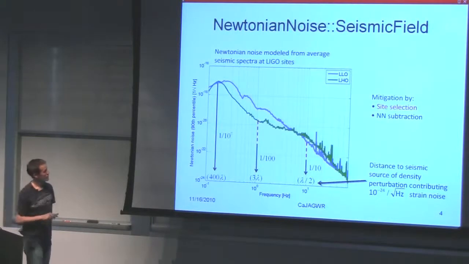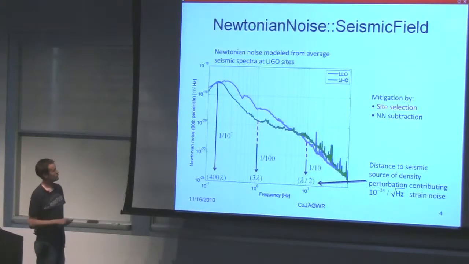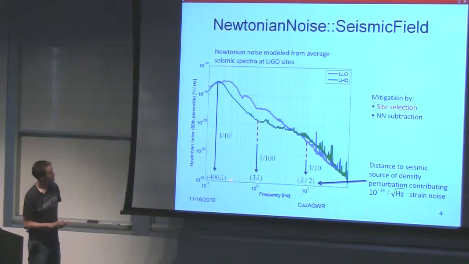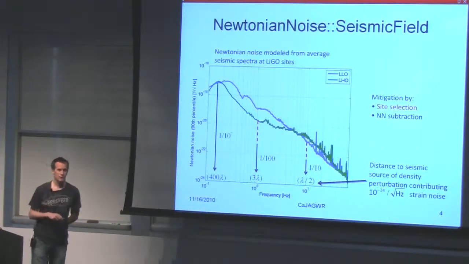So let's have first a closer look at the Newtonian noise that is generated by a seismic field. So these are two Newtonian noise curves in strain, modeled using seismic spectra at the two LIGO sites, Livingston and Hanford. Now, we just saw that the third generation detector has a sensitivity target at 10 to the minus 24, above 1 Hertz, you could say. So you can see that we have to somehow decrease these estimates here by many orders of magnitude to come down to this 10 to the minus 24.